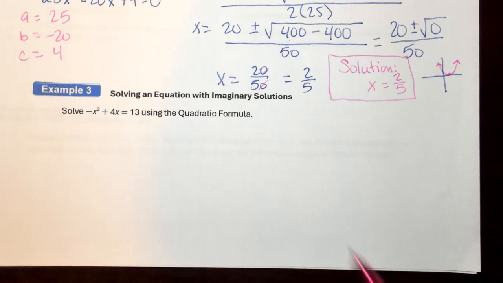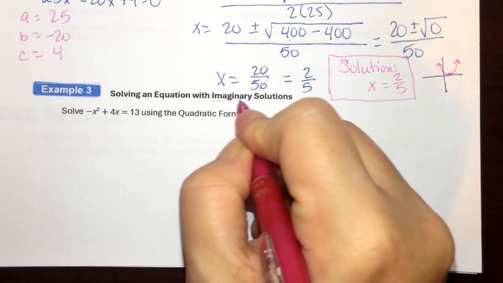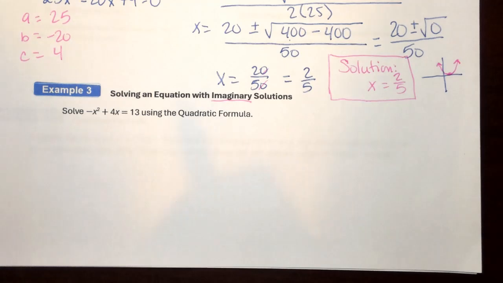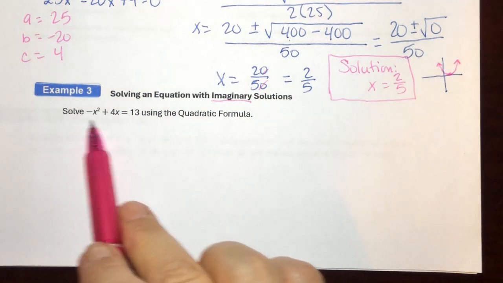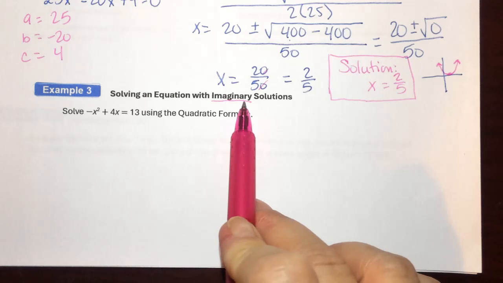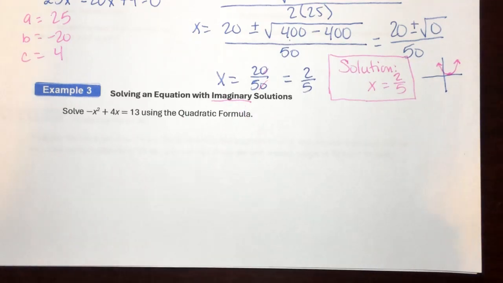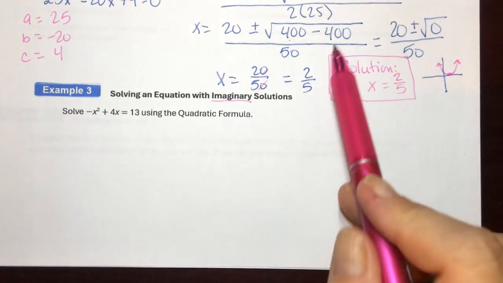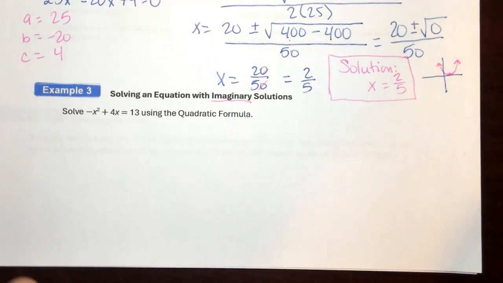So example 3, now we're going to pull in the new part. This is the new part with the quadratic formula. We're going to solve this using the quadratic formula, and we're going to find 2 imaginary solutions. So what does that mean? That means we're going to have i in our answer. In order to have i in our answer, our square root part is going to be negative. So let's see how that works out.